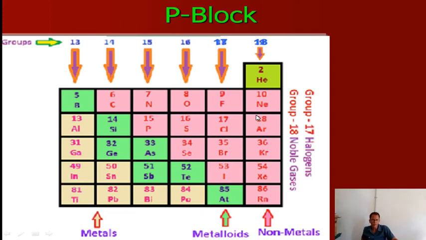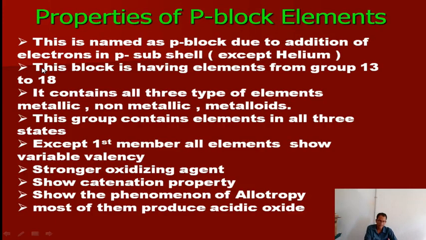Almost all of these are non-metals, and the gray color are almost all metals. So the P block contains a maximum number of non-metals, and some members are metals and metalloids. So these are P block elements. What are the properties of P block elements? The last electron enters the P subshell, starting from group 13 to 18, and it contains 3 types of elements already discussed: metal, non-metal and metalloids.